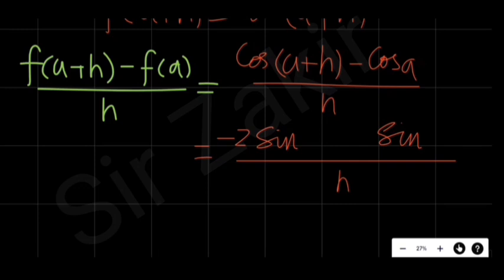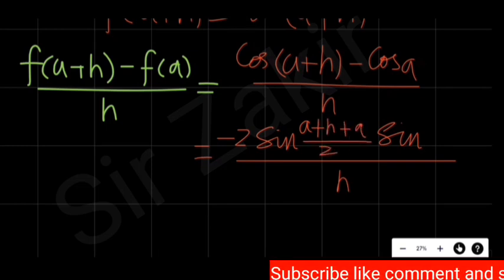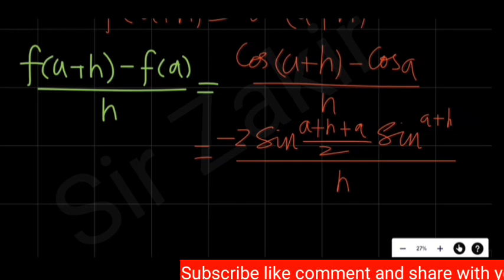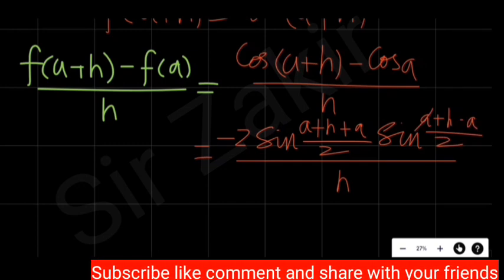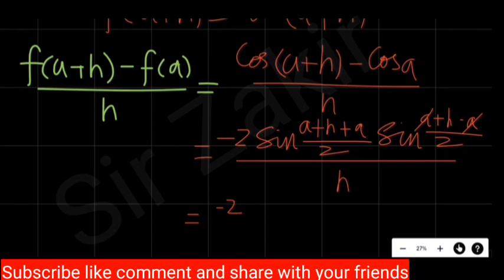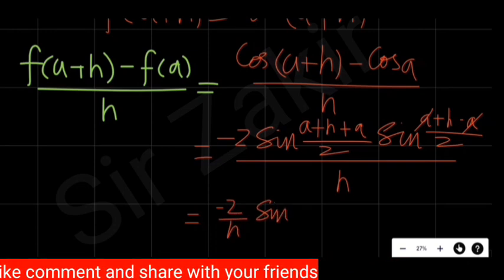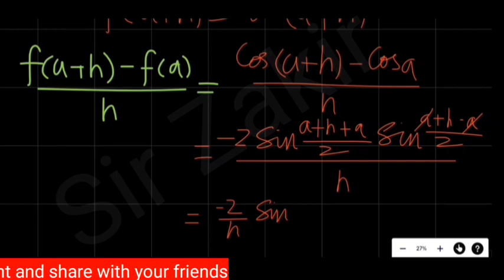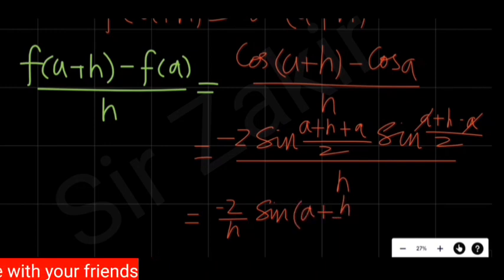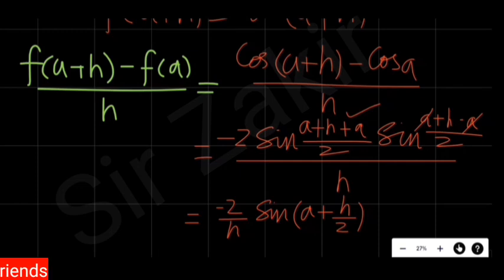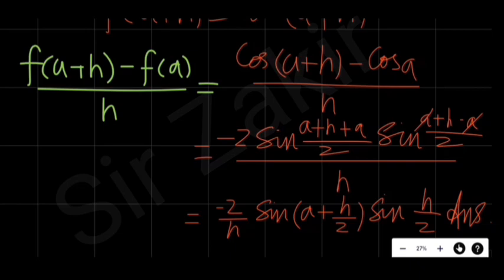Minus 2 sine. So these two angles, both cos have angles a plus h and a. They are added and divided by 2, p plus q by 2, and p minus q by 2, we can see a is cancelled there. It can be written as minus 2 by h and then the 2 sine. Again in the same way, a plus a is 2a, so this angle of sine will simplify into a plus h by 2. Then the other sine is with angle h by 2. So this is answer. Question 2 is done.